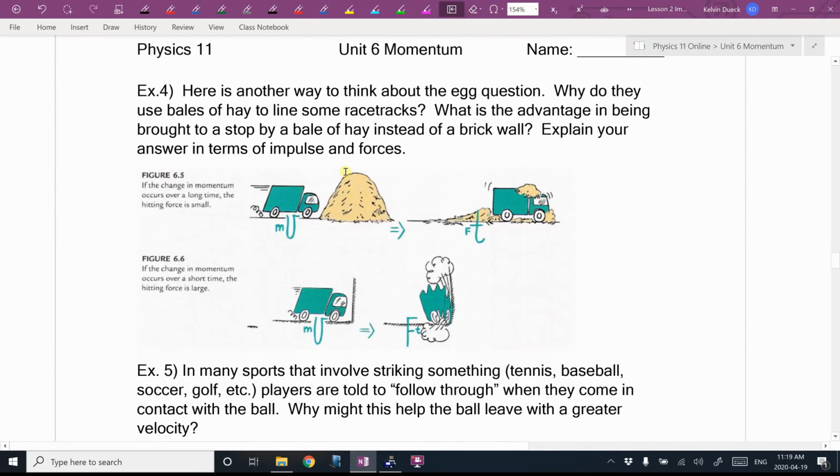Here's another way to think about the egg question. Why do they use bales of hay to line some racetracks, especially motorcycle racetracks? What's the advantage of being brought to a stop by a bale of hay instead of a brick wall? Well, in both situations, we have the same impulse. Our final velocity is going to be zero. Our initial velocity is whatever the racetrack is. But the bale of hay is able to lengthen the time of collision such that it makes the force of impact smaller, versus hitting a brick wall where the time of collision is so short that the force of impact has to be huge to cancel out the impulse, to bring your final momentum down to zero.